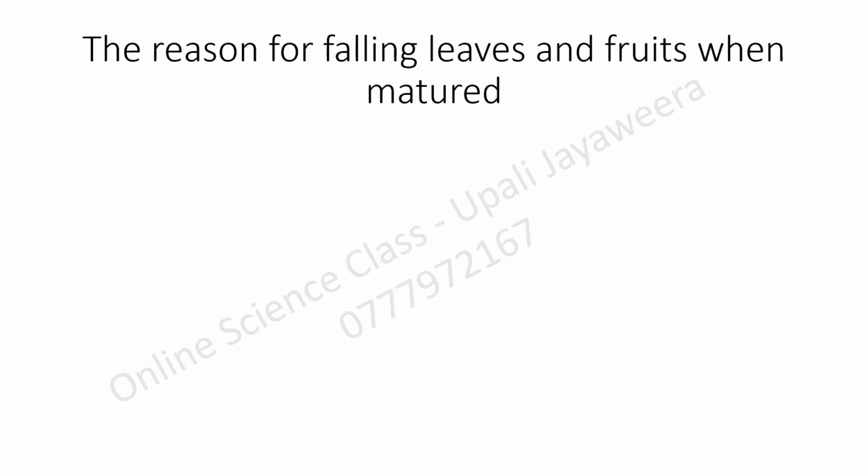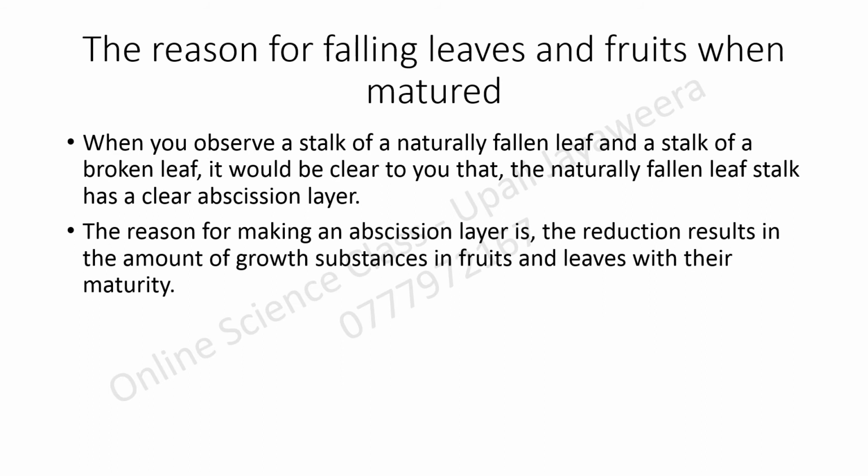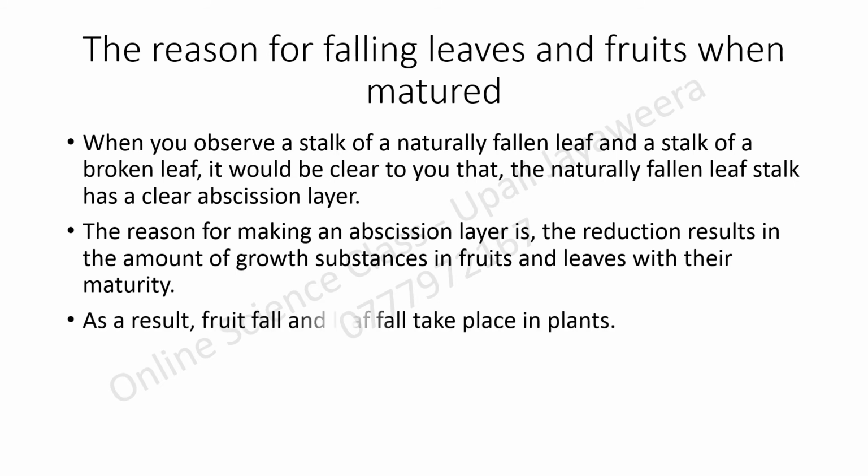Now we'll find out the reason for falling leaves and fruits when matured. When you observe a stalk of a naturally fallen leaf and a stalk of a broken leaf, it would be clear to you that the naturally fallen leaf stalk has a clear abscission layer. The reason for making an abscission layer is the reduction in the amount of growth substances in fruits and leaves with their maturity. As a result, fruit fall and leaf fall take place in plants.